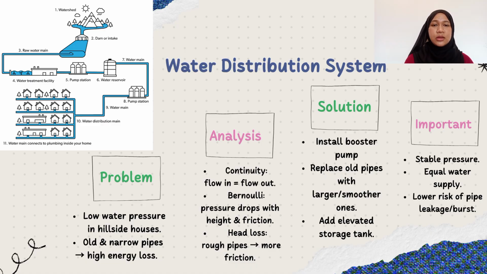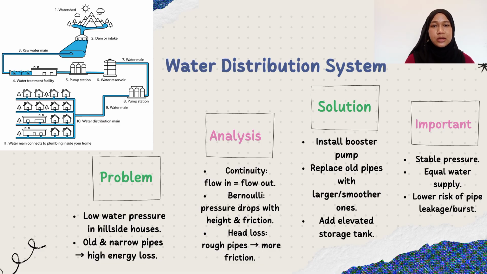By using hydrodynamic principles, we can analyze this. The continuity equation tells us that the flow going in must equal the flow going out. The Bernoulli principle explains that pressure drops as water flows to higher elevation and when pipes are narrow. To solve this problem, we can install booster pumps to increase pressure. We can replace old narrow pipes with larger and smoother ones to reduce friction, and we can also add elevated storage tanks to stabilize water supply.